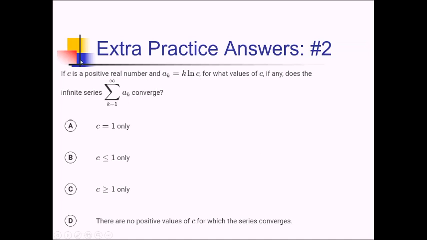On this one, we want to know if c is a positive real number, and the kth term of some series is k times ln of that positive c value. For what value of c, if any, does this infinite series converge? All right, so the way that this is set up, if we have k continually increasing times some constant, then for any c value such that ln of c does not equal 0, so basically as long as this thing you're multiplying k by is not 0, then the limit of k ln of c as you approach infinity is either going to be infinity or negative infinity.